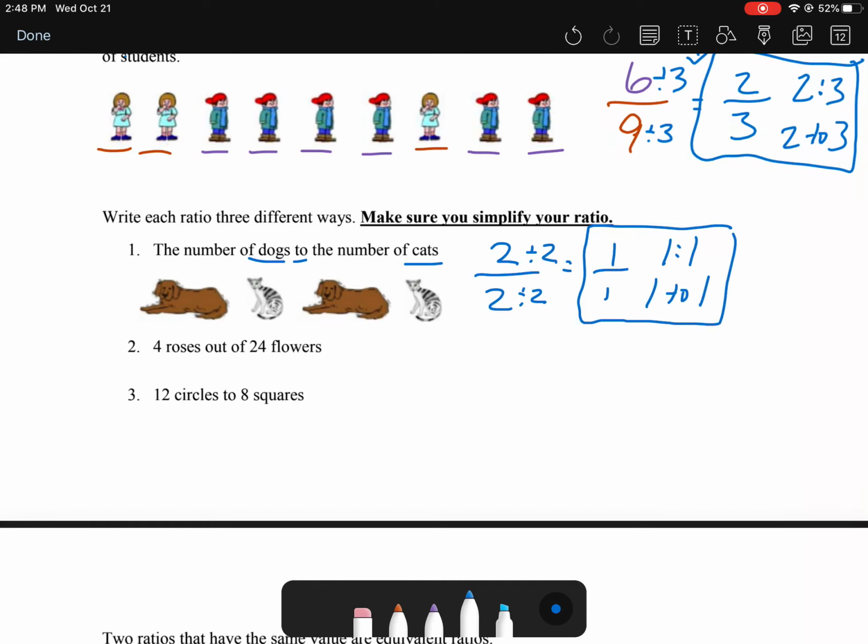4 roses out of 24 flowers. So you can put 4 out of 24, but this is not simplified. I can divide a 4 from the top and bottom. So you could have had 1 over 6, 1 colon 6, or 1 to 6.